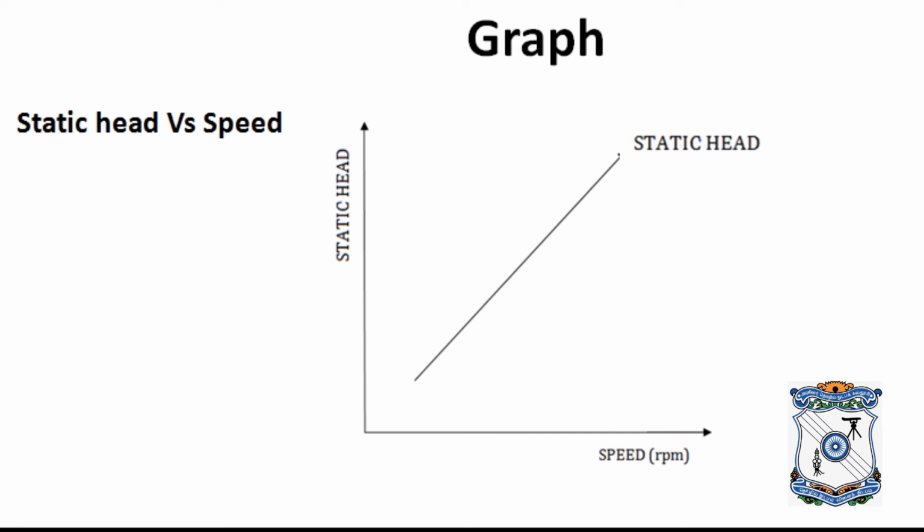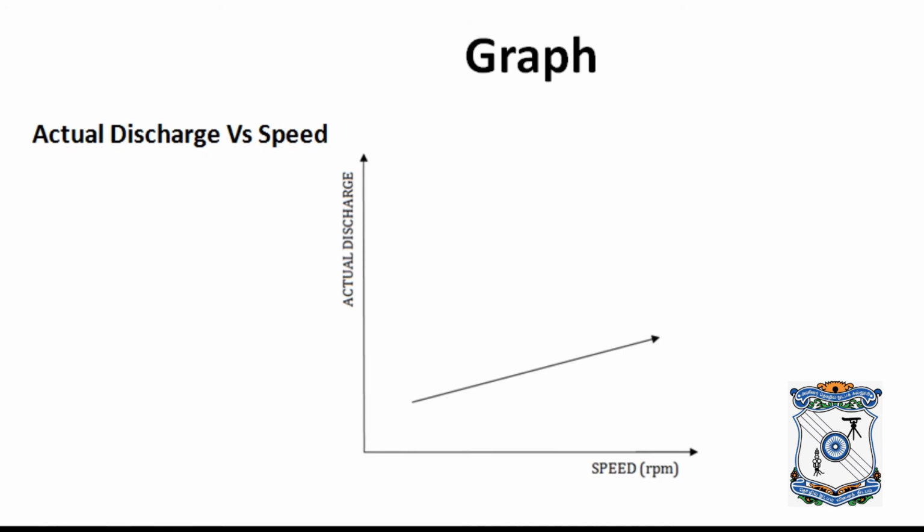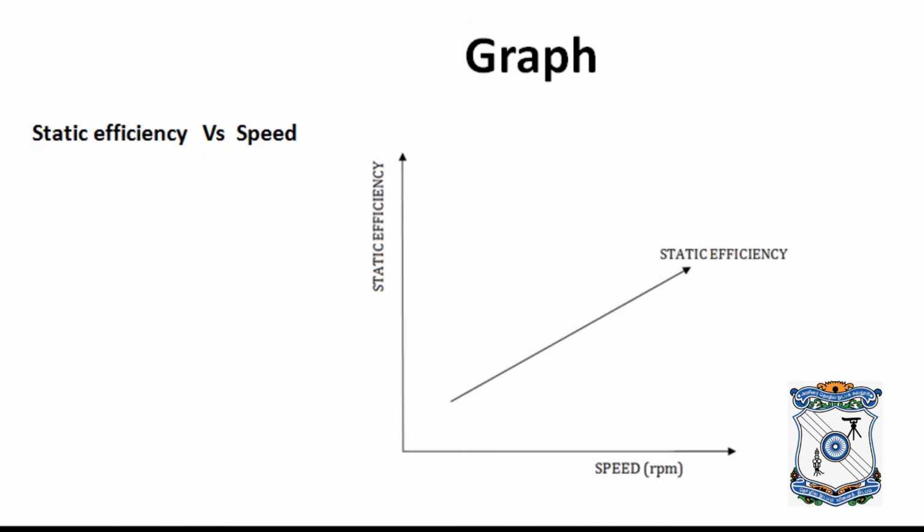And speed versus static efficiency. This static efficiency is the result which we are going to find, that is the static efficiency of this variable speed air blower. Then speed versus input power. If you find all these graphs, initially we have measured the static head with the help of a U-tube manometer. We measured the difference in the water column and found the value of static head, and we converted that water column into meter of air.